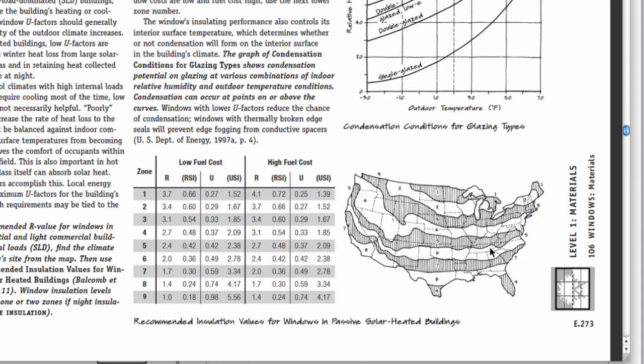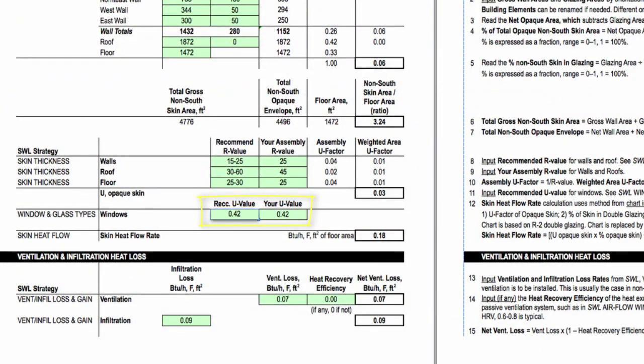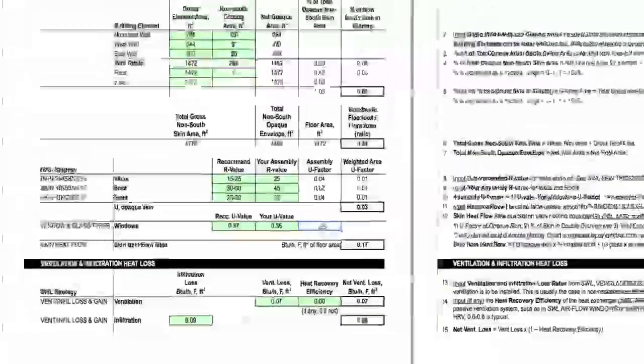Let's input that into our spreadsheet. So I'll close this. We'll go back to the spreadsheet. The recommended value is 0.37, and that will be the maximum U factor, so I'll go a little bit less than that to start off with in our calculation and put in 0.35. And you can see our skin heat flow rate in BTUs per hour per degree Fahrenheit per square foot of floor area is currently at 0.17.